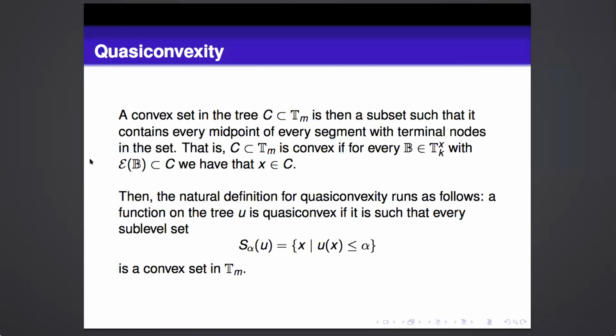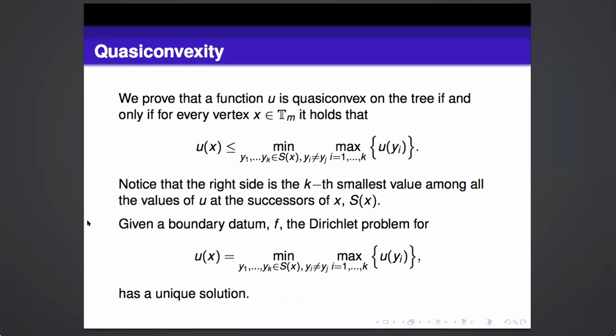Okay, now the natural definition for being quasi-convex inside the tree is saying that the sublevel sets are convex inside the tree. For this we have an equation, and the equation says the following: a function, any function, is quasi-convex inside the tree if and only if u of x is less or equal than the minimum, choosing k successors, of the maximum of the function in these k successors.